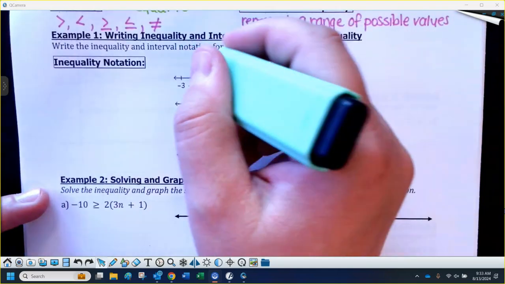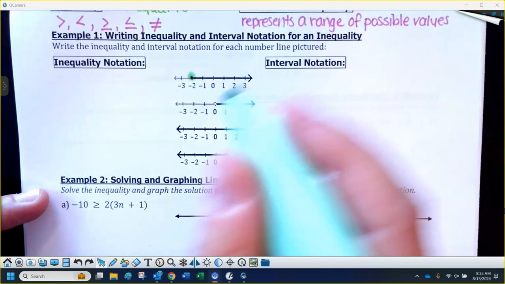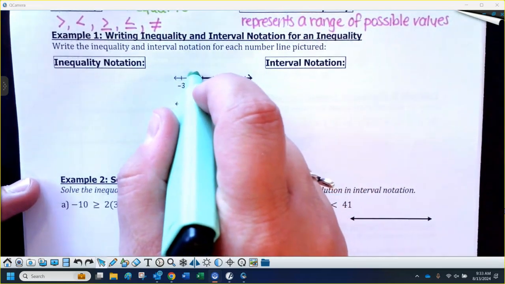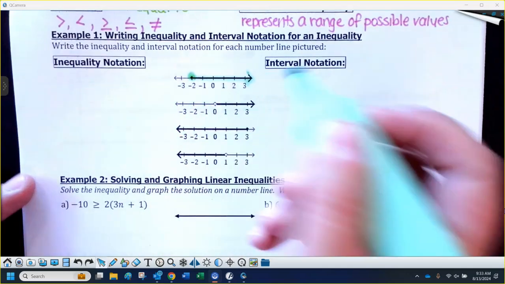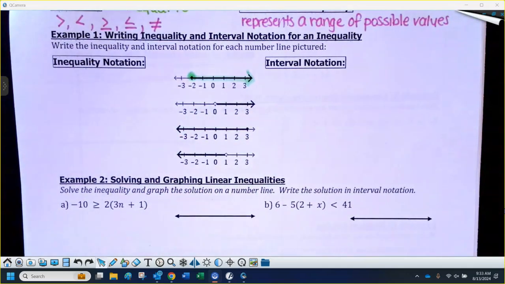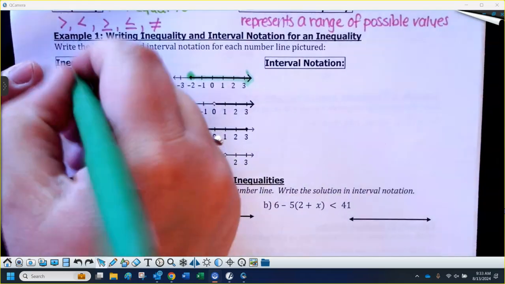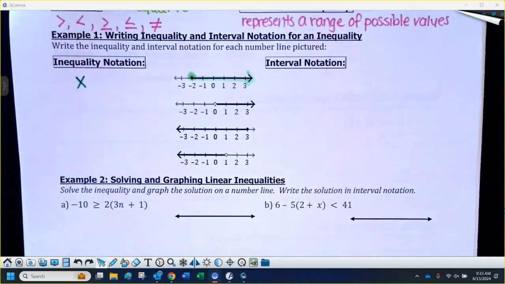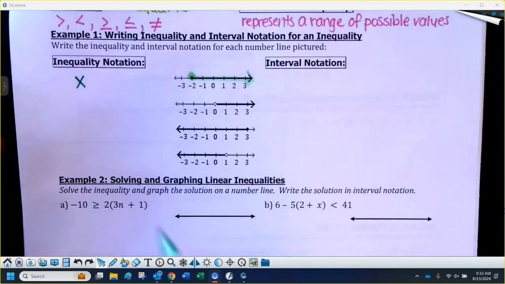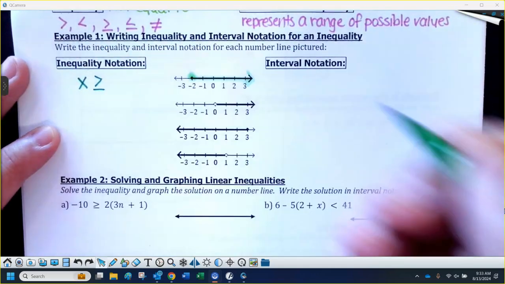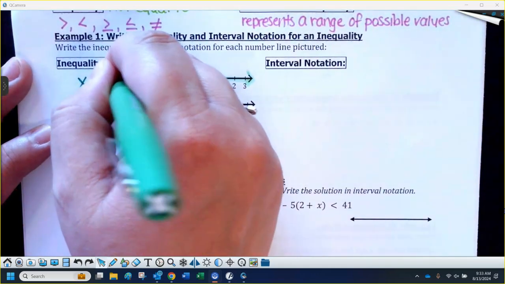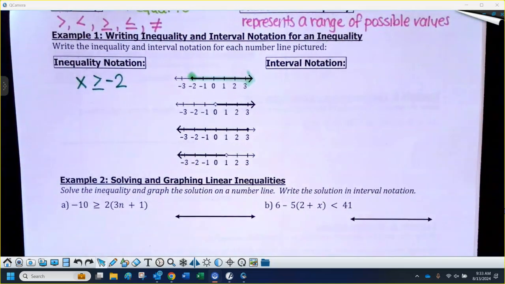My first graph here, and forgive me, this is not the greatest graph I've ever created, has a solid circle at -2 and an arrow going over the top of the number line that points to the right. Could you write me, let's just use x, the inequality that would match that graph? What would that look like? Jonathan, what do you think? Perfect. Greater than or equal. How did you know it was or equal to?